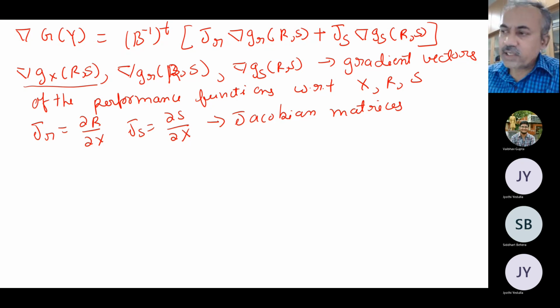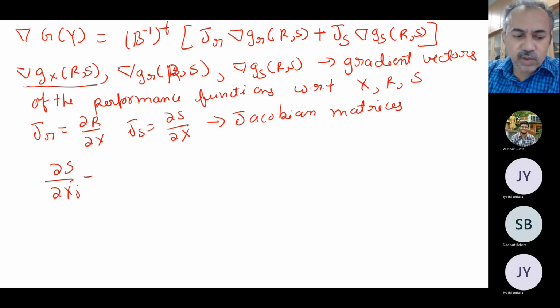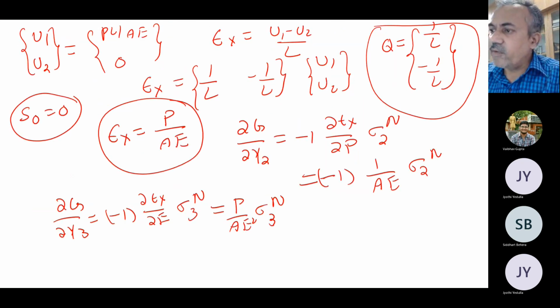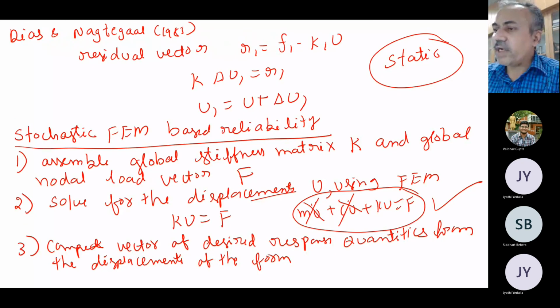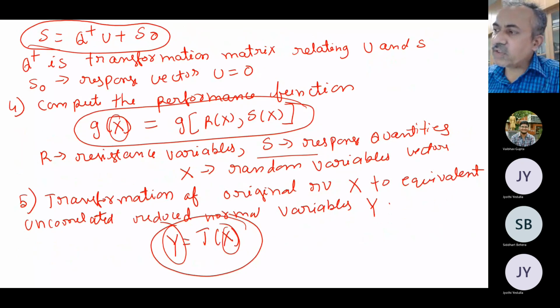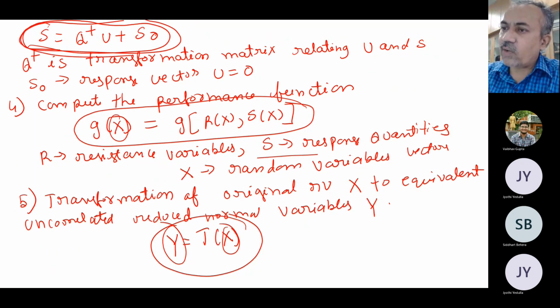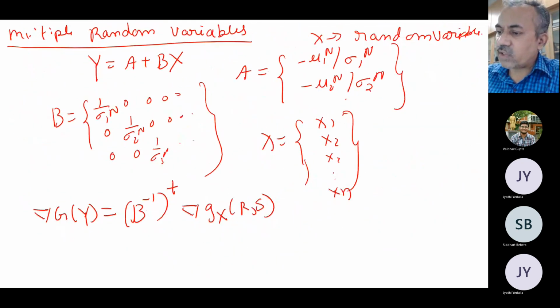Now for these calculations, dou S by dou Xj, you can write this expression. As we already said, what is the expression for S? You can write it in terms of stresses, or strains, or displacements also. So this is my S matrix. You can write the performance function in terms of stresses or strains or displacements or whatever. From this I have to find my derivatives also.